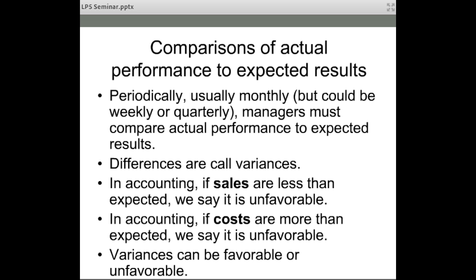Next, we need to compare actual results to expected results. Periodically, usually monthly, but could be weekly or quarterly, managers must compare actual performance to expected results. The differences are called variances. In accounting, if sales are less than expected, we say it's unfavorable. And in accounting, if costs are more than expected, we say it's unfavorable. Variances can be favorable or unfavorable.